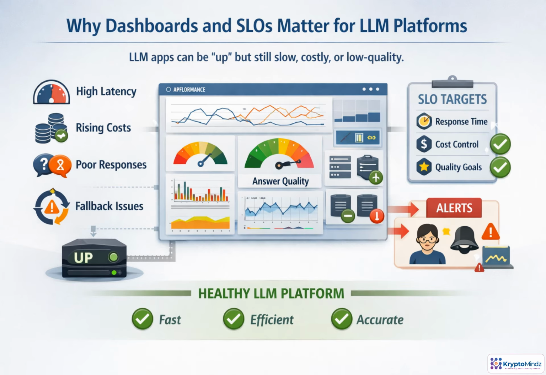In LLM platforms, up does not always mean healthy. Users may still experience timeouts, rising token costs, weak answers, or constant fallback to another model. Dashboards bring these signals together so teams can see the full operating picture across the app: inference stack, GPUs, model behavior, and cost. SLOs turn expectations into commitments: response time, cost control, and quality targets. The key is to alert on symptoms that matter to users or the business, not every noisy metric change underneath.